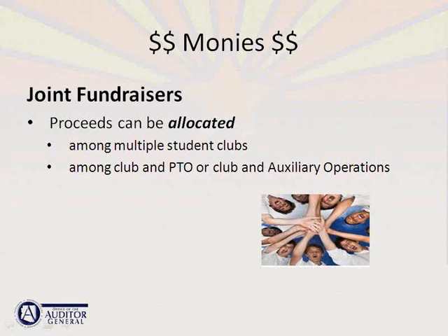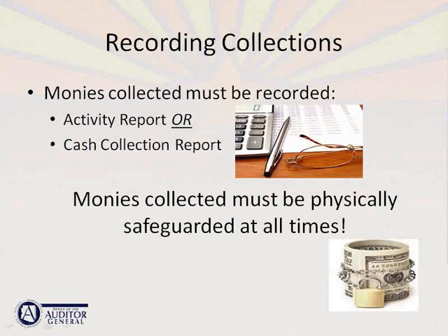Activity reports and cash collections reports that I will cover next should be used for all student activities fundraisers as well as joint fundraisers. So next, let's take a look at when these forms are used. As I mentioned, monies collected can be accounted for and recorded using either an activity report or a cash collection report. I will go over each in more detail, but for now it's enough to know that an activity report is used when selling tickets or similar numbered items, while a cash collection report is used when sales are documented in a different manner, such as using a cash register or receipt book.